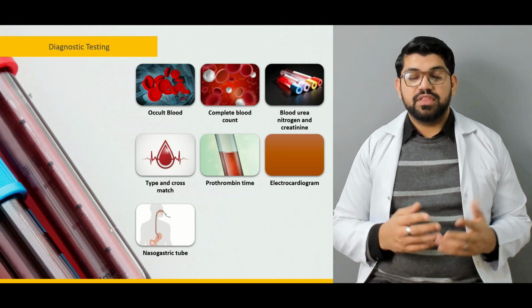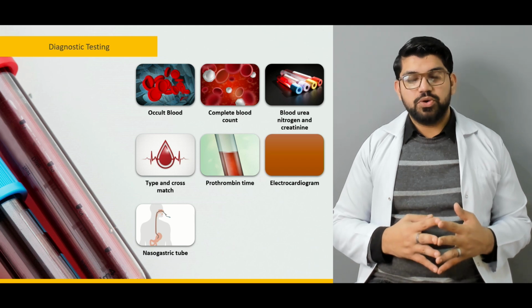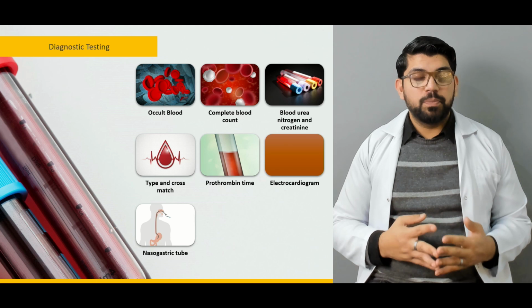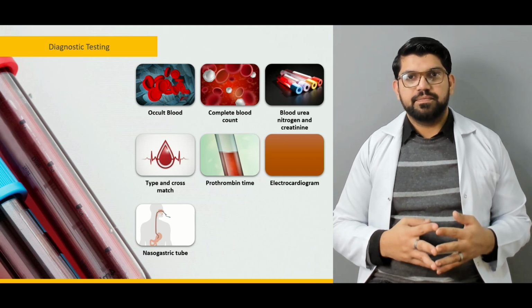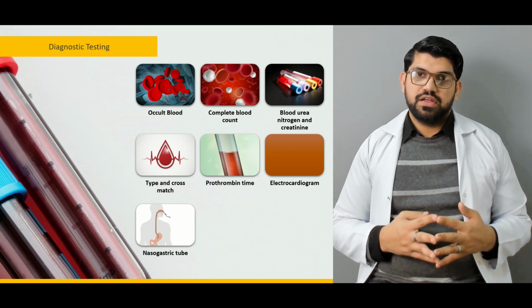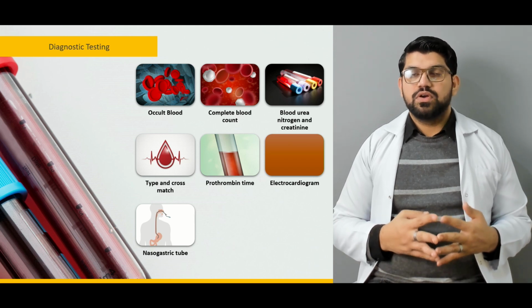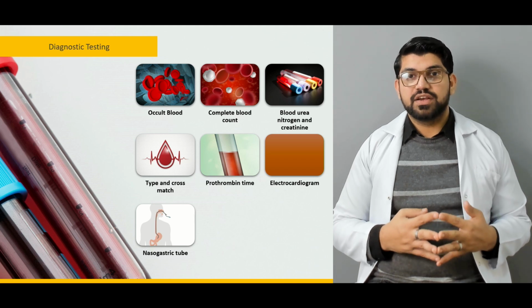Nasogastric tube, nasogastric aspiration. Blood in the nasogastric tube means active bleed. No blood in the nasogastric tube, but there's melena, means upper GI bleed. So the nasogastric tube is very, very important. Aspirating a nasogastric tube could help you identify if the patient is bleeding currently or not.